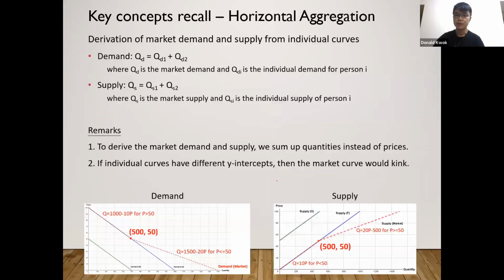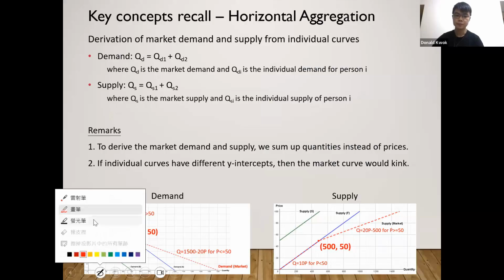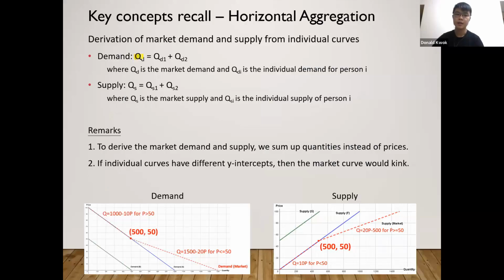All right, so what's next? It will be about the horizontal aggregation. How can we derive the market curve from the individual curves? Let me take the demand as an example. If we are talking about the market demand, it will be the individual demand of the first person plus the individual demand of the second person plus the individual demand of the third person and so on. This is how we can derive the market demand curve. And similar logic for the supply. We are adding up the quantities here.